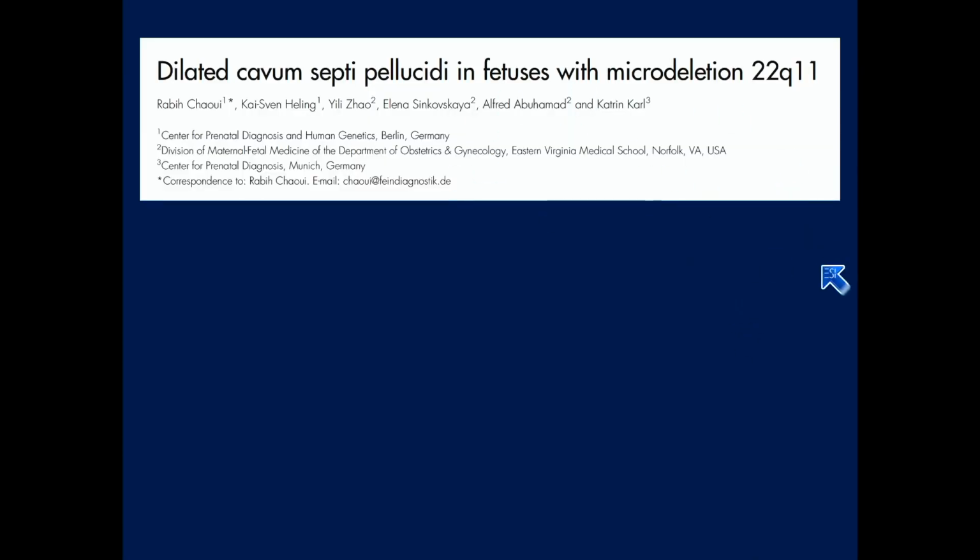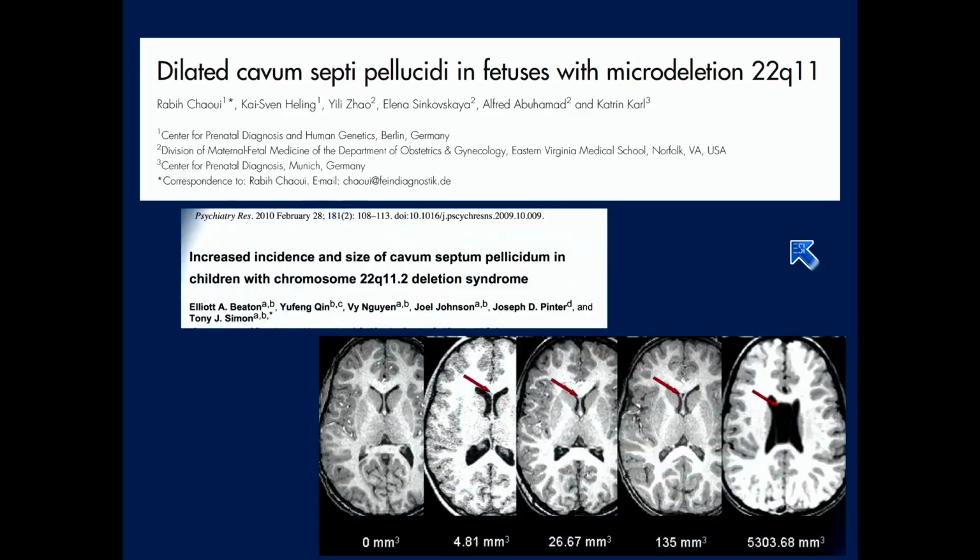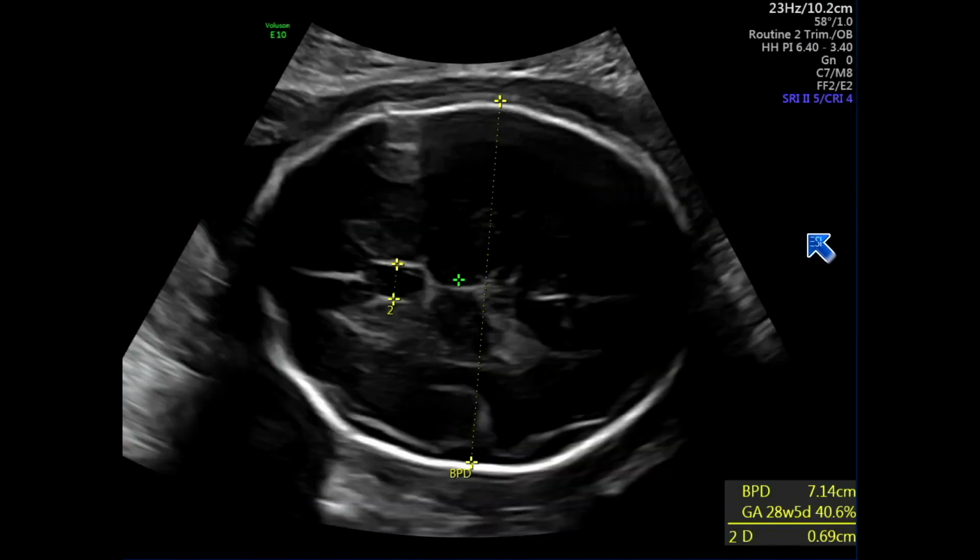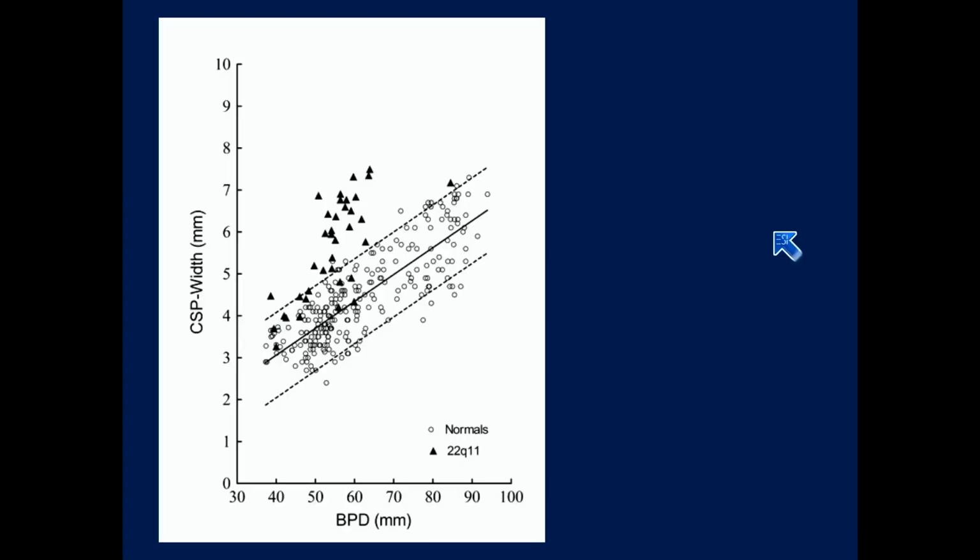Finally, one more marker which became important in the last case I'm going to talk about, which is looking at the dilated cavum septum pellucidum in fetuses with 22q. And this was kind of a posterior fetal life extrapolation from postnatal data that looked at the size of the cavum in children with a 22q deletion. So this is a really elegant paper looking at the width of the cavum at the level of the BPD as a ratio to the biparietal diameter itself.